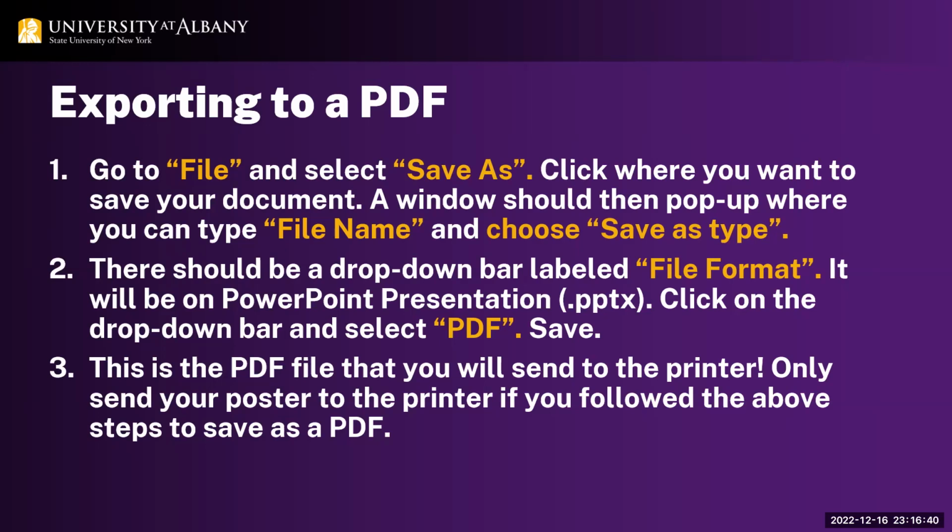Go to File, click Save As, and click where you want it to save the document, wherever that may be. Make sure you add the file name, and if there's a specific naming convention, make sure you're using that. Choose Save As Type. From the file format, make sure you select PDF. It automatically sets to PowerPoint presentation, but we need it to be in the PDF. The PDF file is what you'll send to us for printing or to whichever printer you're going to be using.